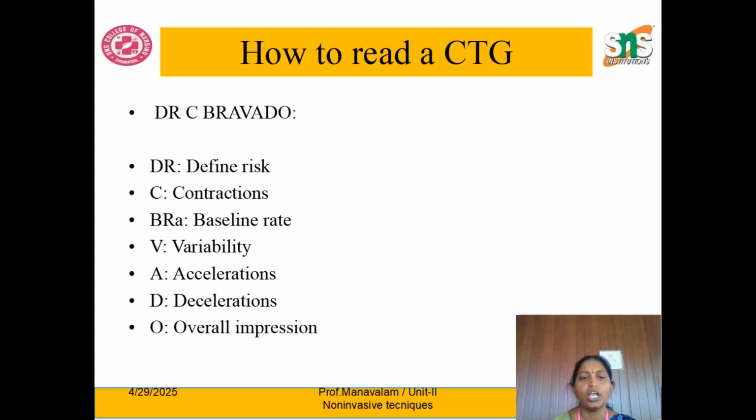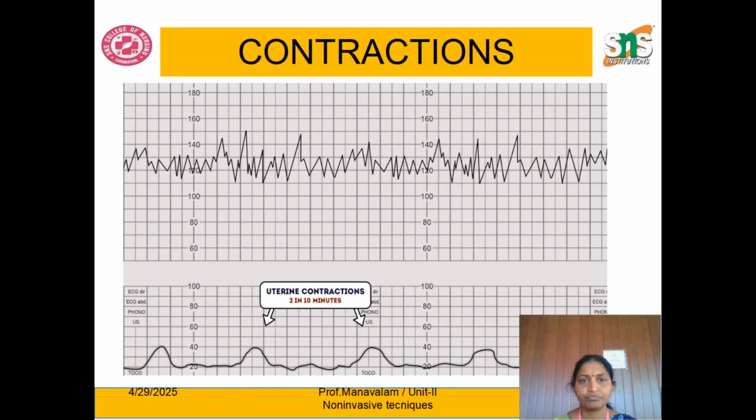Next, deceleration. Deceleration indicates how much the fetal heart rate gets decreased according to the uterine contraction. There are different types of decelerations. In the next series we will see the different types of deceleration. It also happens according to the uterine contraction. At last, O indicates the overall impression. Next, in this slide we will see how they monitor the contraction.